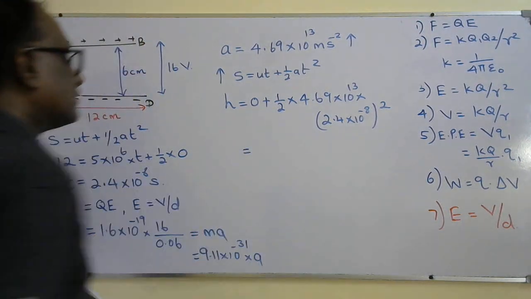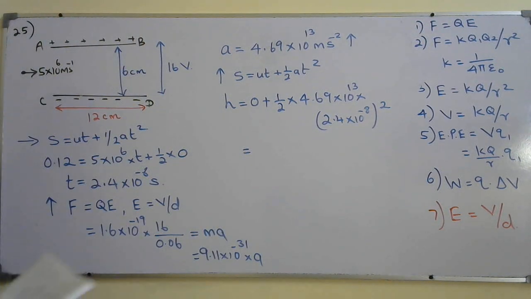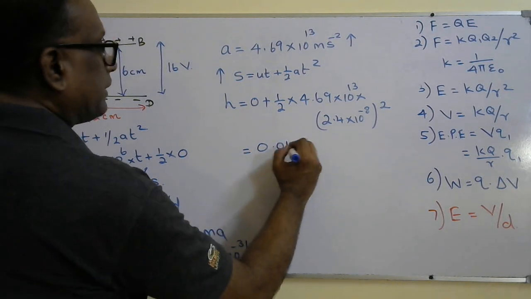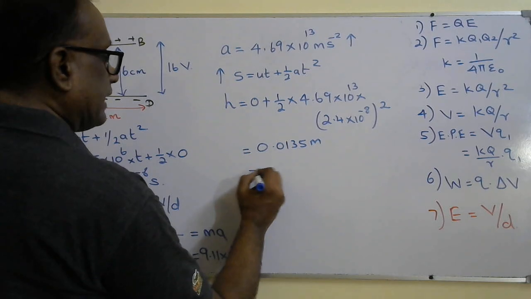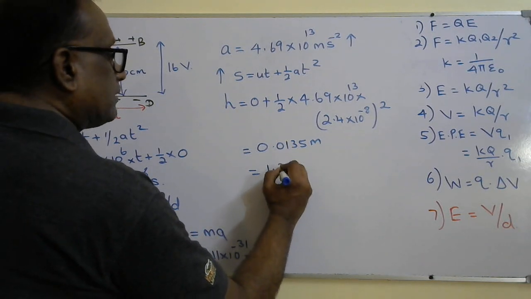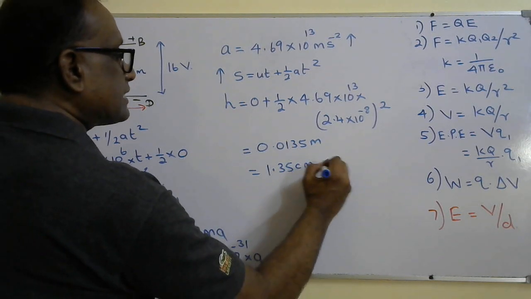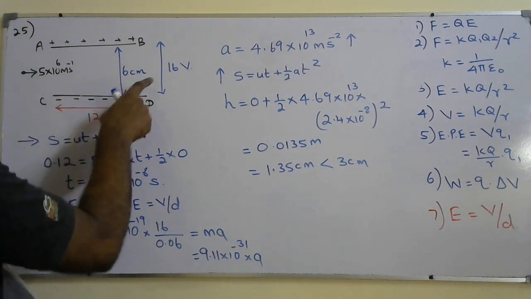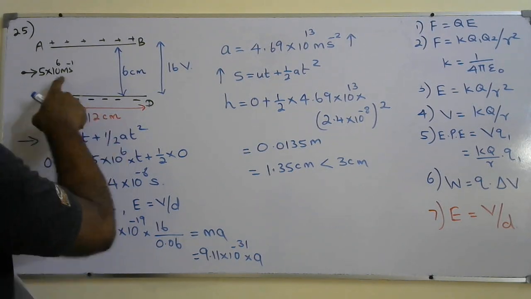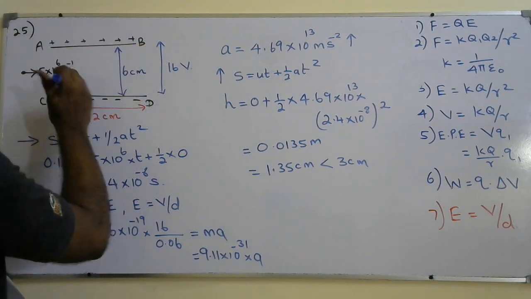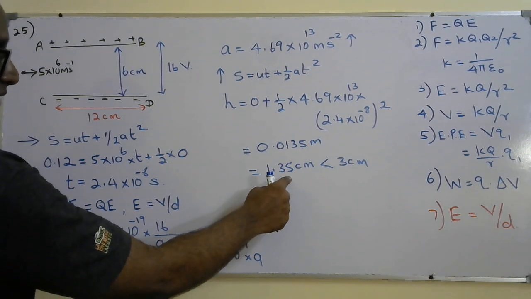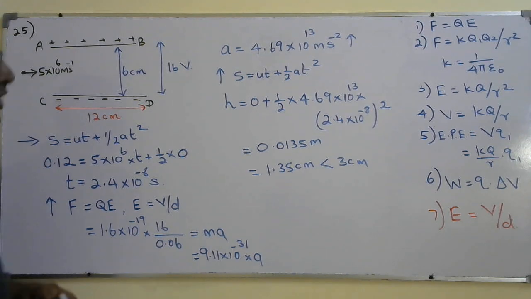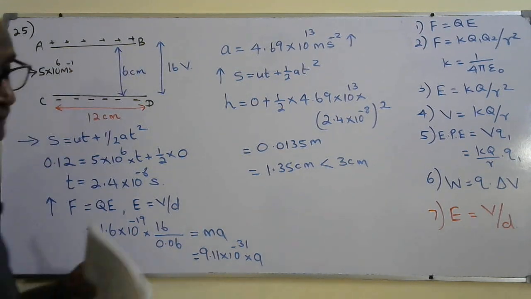So we will get that the distance it will move is 0.0135 meters, that is 1.35 centimeter, which is less than 3 centimeter. That means when it completes 12 centimeter parallel to the plate, its vertical displacement is just 1.35 centimeter. So it will move out of the plate without hitting the plate AB.